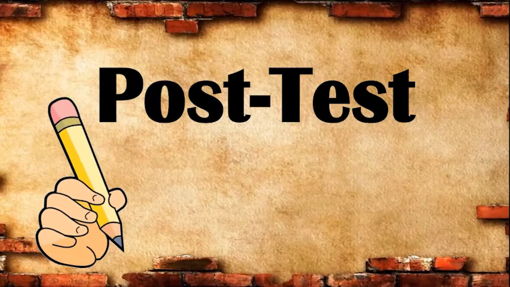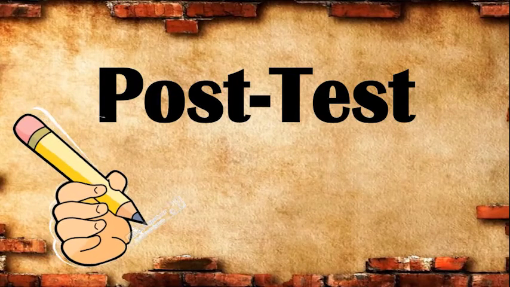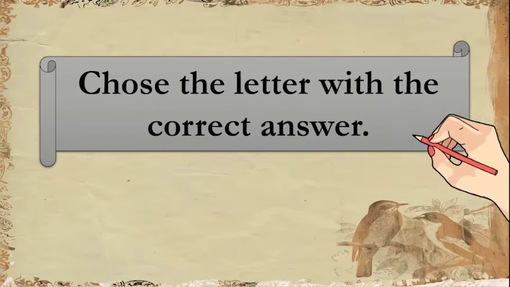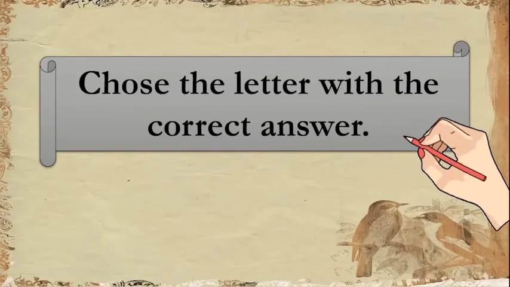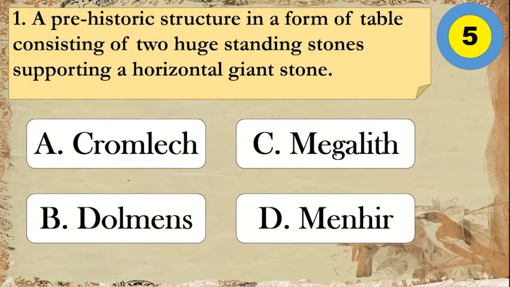Now, let's end our lesson with the post-test. So here, you have to choose the letter with the correct answer. Number 1. A prehistoric structure in a form of table consisting of 2 huge standing stones supporting a horizontal giant stone. A. Cromlech. B. Dolmens. C. Megalith. D. Menhir.